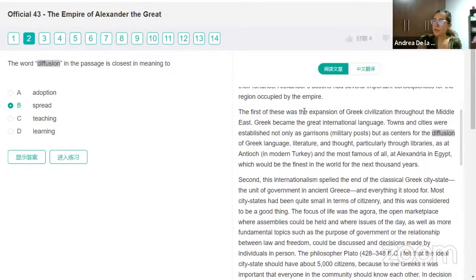Entonces sabemos que estamos hablando de la expansión de la civilización. El griego se volvió el idioma internacional, es decir, que ha salido de Grecia, se ha expandido. Entonces, spread, ¿no? Lo mismo que expansión, difusión. Todo el contexto está en cuanto a la expansión de la cultura griega, incluyendo su idioma. Entonces el idioma se expandió, se difundió. Y spread. Muy bien.